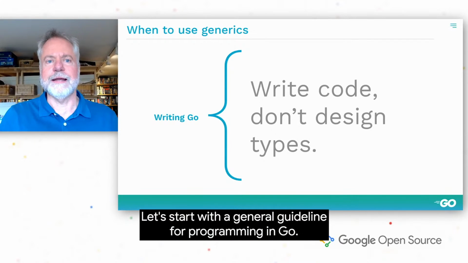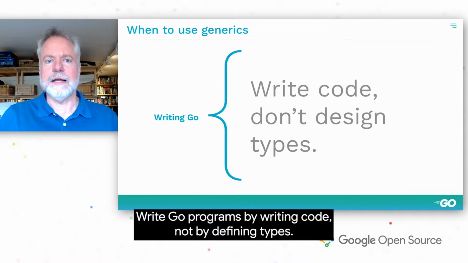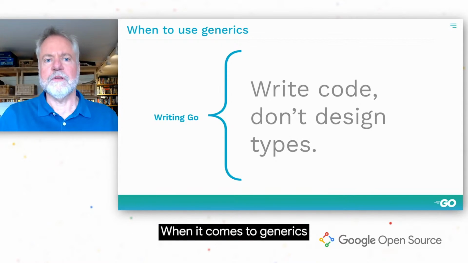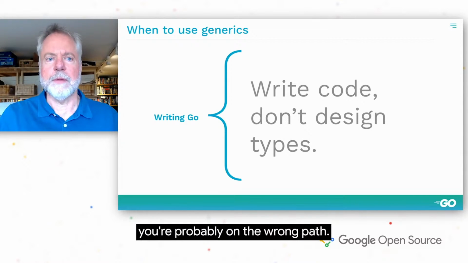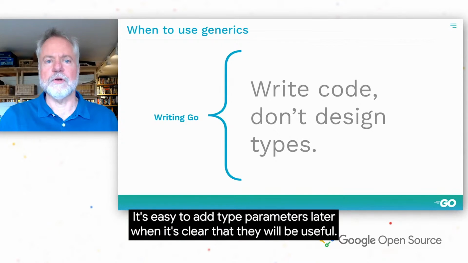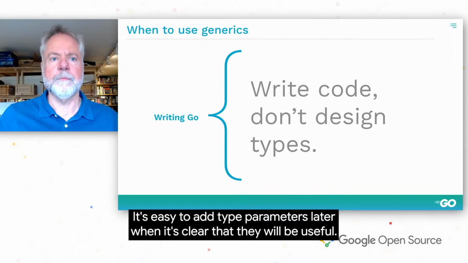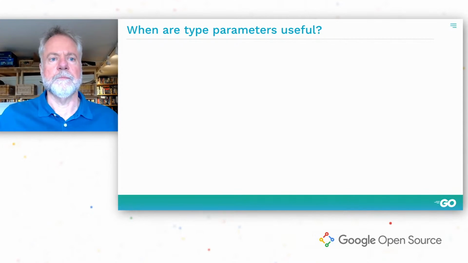Let's start with a general guideline for programming in Go. Write Go programs by writing code, not by defining types. When it comes to generics, if you start writing your program by defining your type parameter constraints, you're probably on the wrong path. Start by writing functions. It's easy to add type parameters later when it's clear that they will be useful. That said, let's look at those cases where they can be useful.